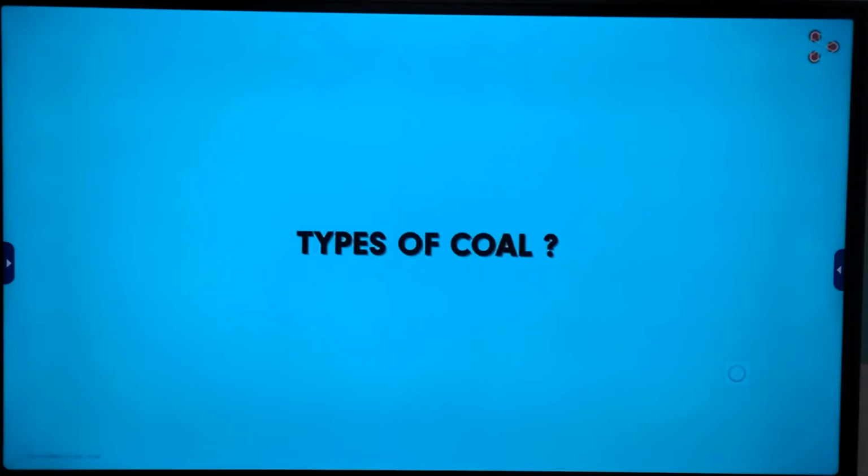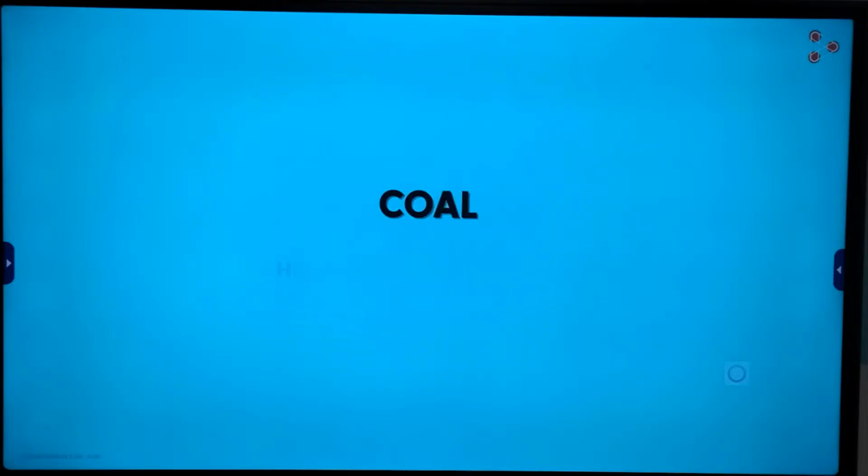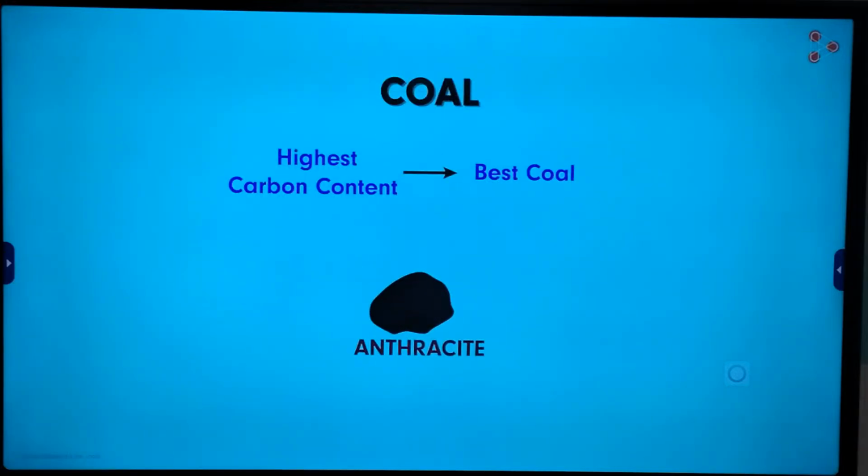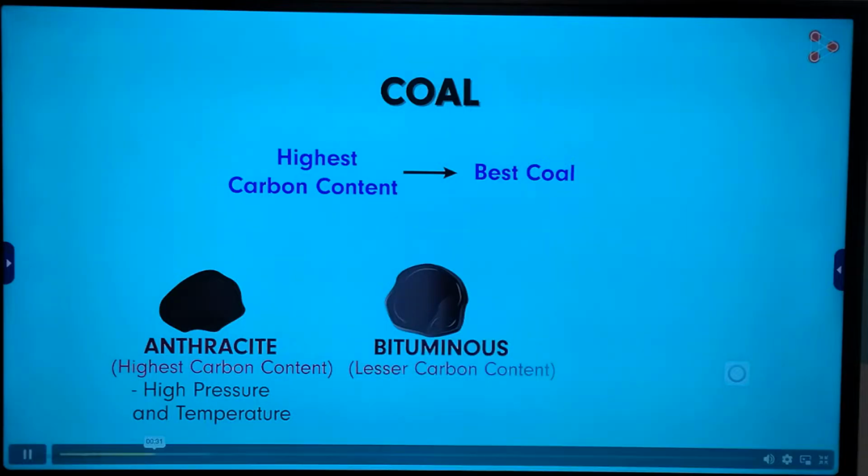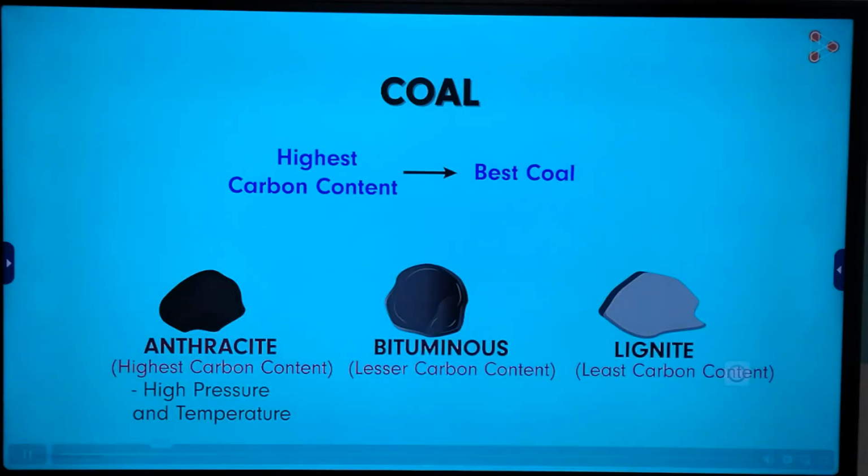Like different types of coal? Yes, different varieties of coal have different quality. The coal which has the highest carbon content is said to be the best among all coal types. Anthracite is the best coal with the highest carbon content. It is the oldest coal and is subjected to high pressure and temperature as compared to the other types of coal. What follows are bituminous coal and lignite.